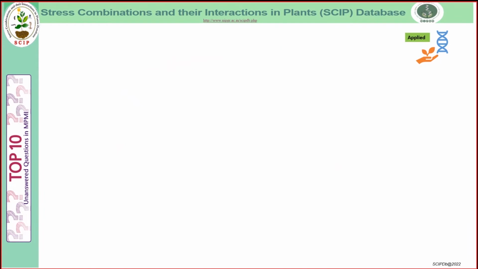Further, the information on the SCIP database can be utilized for applied research as well. For example, the SCIP database transcriptomics section can be utilized for answering yet another question posed in the top 10 unanswered questions in MPMI: how to translate basic research into emerging crop plans.